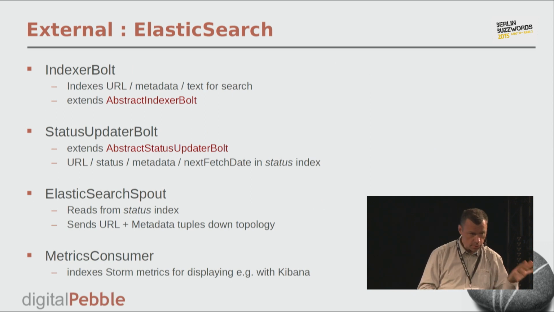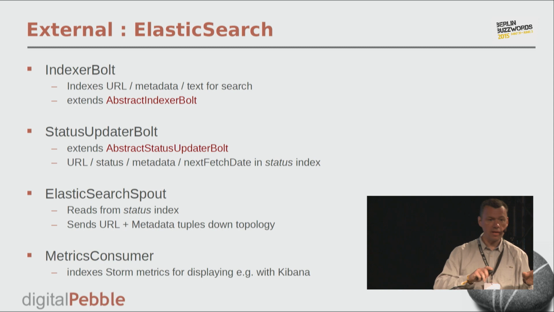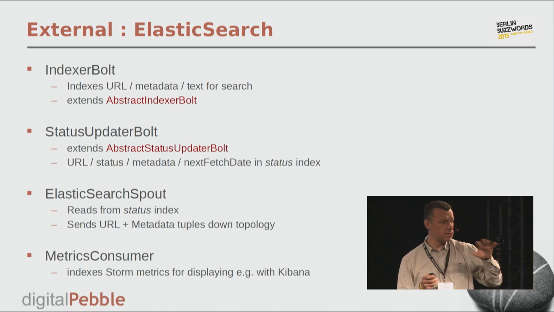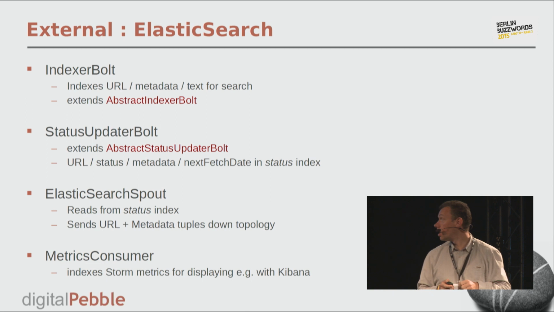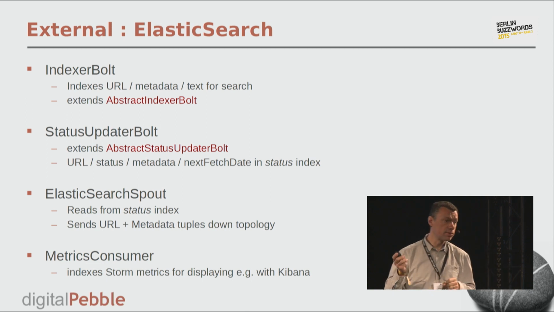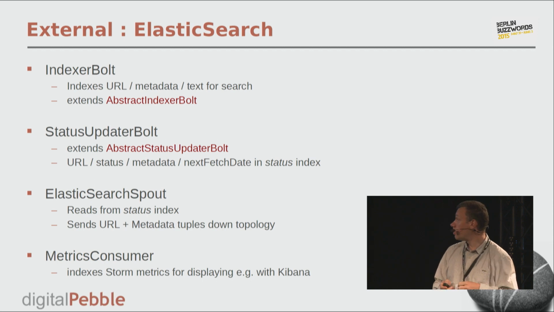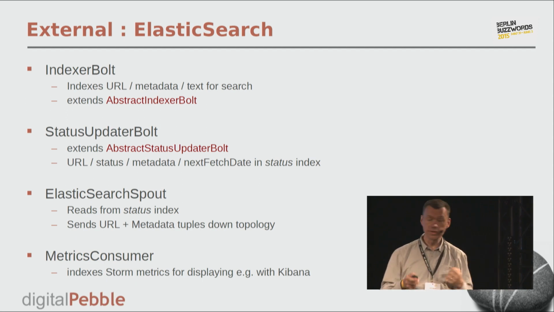I mentioned the core part of the project. In the external parts, there are quite a few things for Elasticsearch. I mentioned them now that we've seen the status stream and so on. So there's obviously an indexer bolt that takes documents and indexes them. But there's also a status updater bolt and an Elasticsearch spout bolt. So these are used for doing recursive crawls.